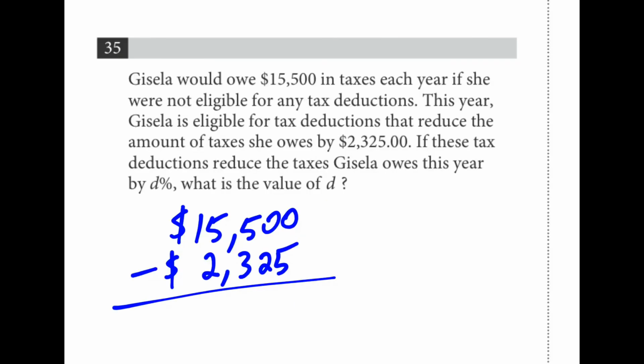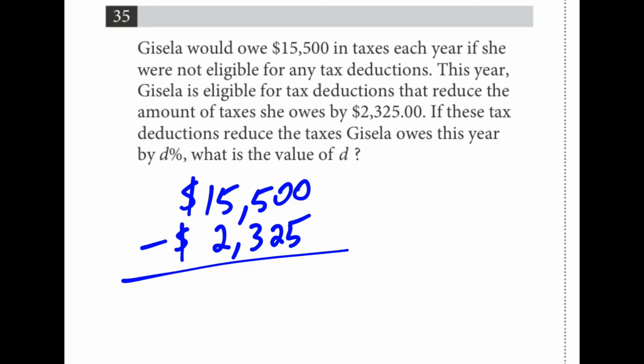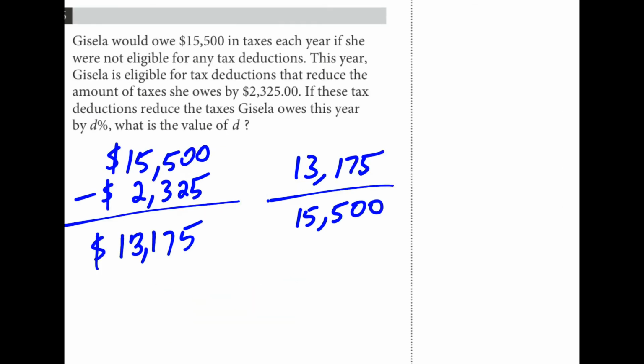So Gisela owed $15,500, but she had some deductions and it reduced the amount of tax she owed. So the actual amount she owes is $13,175. So what I would do next is divide this new amount by the old amount, and we get 0.85, which tells us this is 85% of the original. So how many percent did I go down from 100? 15%. Well, I guess it's just 15.